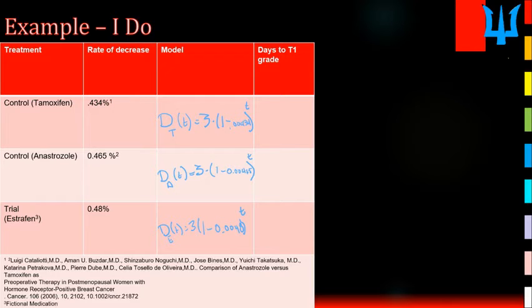So what we're going to do now is we're going to go through and find out what t would have to be to get down to a size T1, which would be under our 2 centimeter diameter. I want to find out when that's going to equal 2, because that's the first point where we could do our lumpectomies. So I'm going to replace all of my diameters with 2, and I'm going to solve for t.